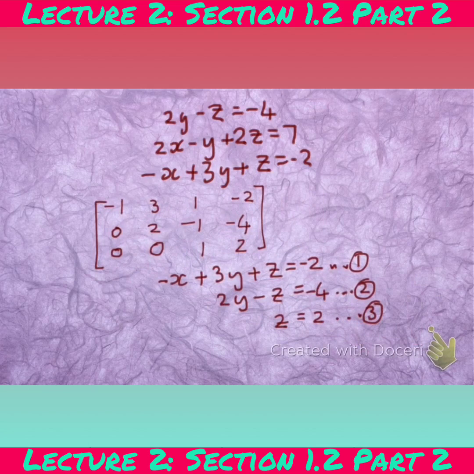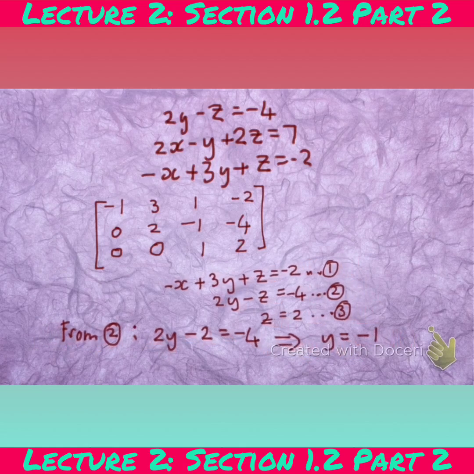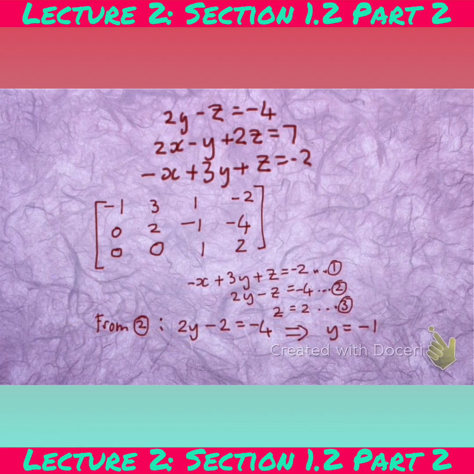So taking 3 and substituting it into 2, we get from 2 that 2y minus 2 is equal to minus 4, and so we can solve for y. Okay. So y becomes minus 1. So now we've solved z and y, and we can do a further back substitution by plugging the values z equals 2 and y equals minus 1 into the first equation.